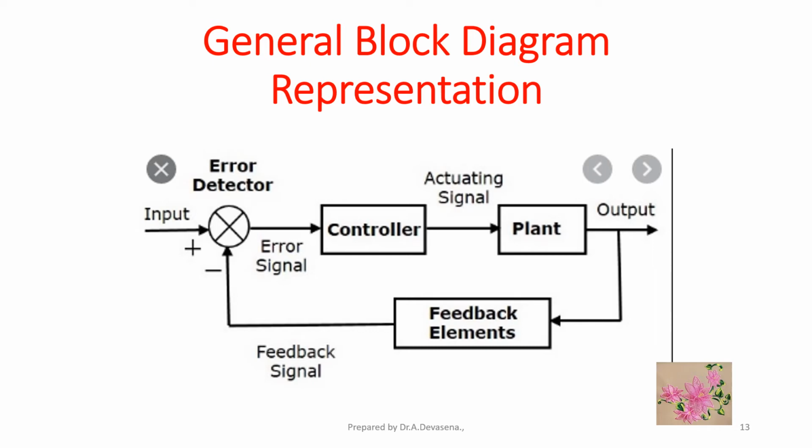In order to improve the performance of a system, we take a part of the output that is considered to be feedback. That feedback is supplied to the feedback elements. From that we take a feedback signal. This is represented here.